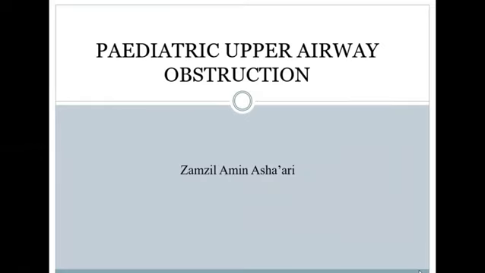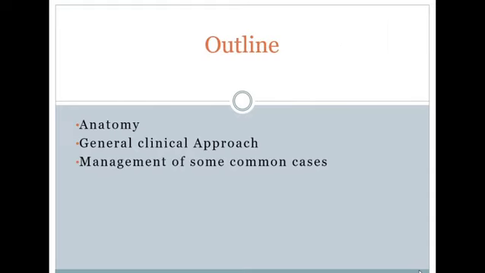Okay. All right. So we'll do pediatric upper airway obstruction. What I'm going to discuss in this topic is a bit about anatomy, so that it makes more sense, the general clinical approach to management of kids with upper airway obstruction, and towards the end, we'll be discussing management of some of the common causes of upper airway obstruction. All the time, I'm doing this for pediatric patients, but some of it is applicable for adult patients as well.